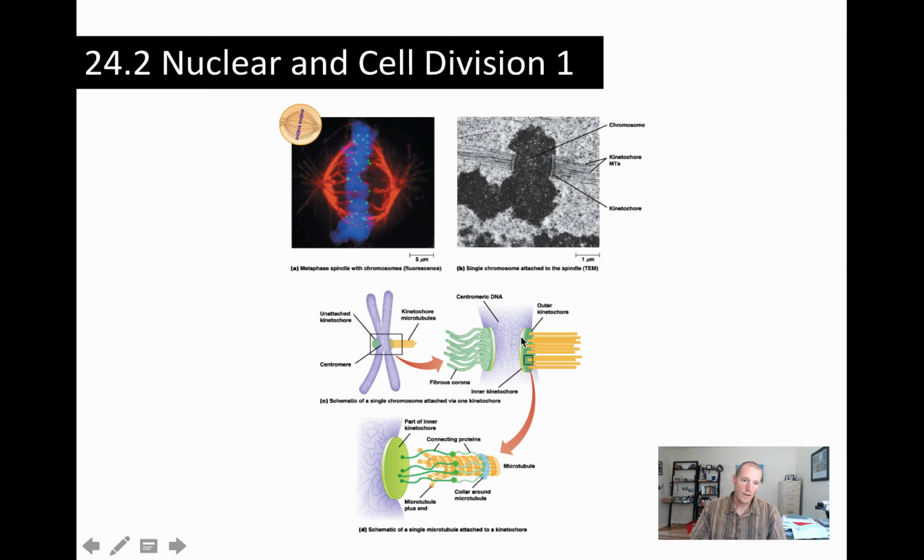If we look at the actual kinetochore over here on the right, which is attached to these microtubules, we see there's an inner kinetochore, and that binds the CEN sequences in the centromeric DNA. There's an outer kinetochore, and the outer kinetochore has these fibrous proteins which attach the microtubule to the kinetochore and therefore to the centromeric DNA.